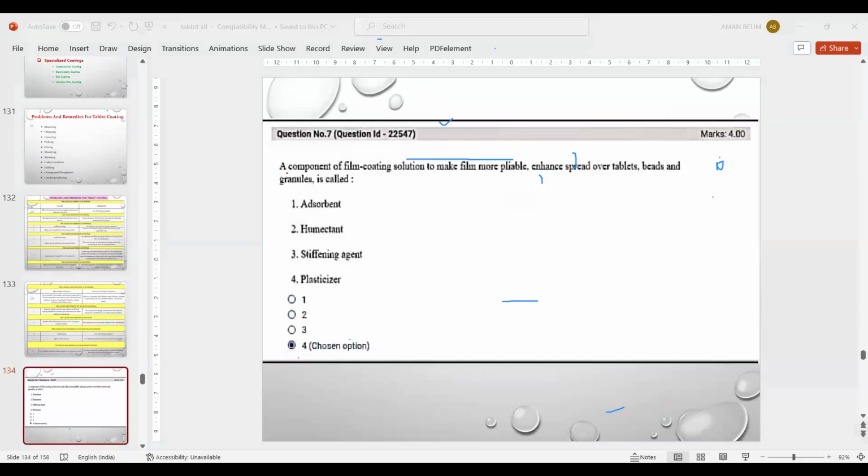The first MCQ: the component of film coating solution to make film more pliable and enhance spread over tablet, bead, granule is called what? Don't look at the option chosen because it is someone's paper, right? They have chosen option 4, but the correct answer is 2. Read it properly. Film coating solution to make film more pliable, enhance spread over tablets.